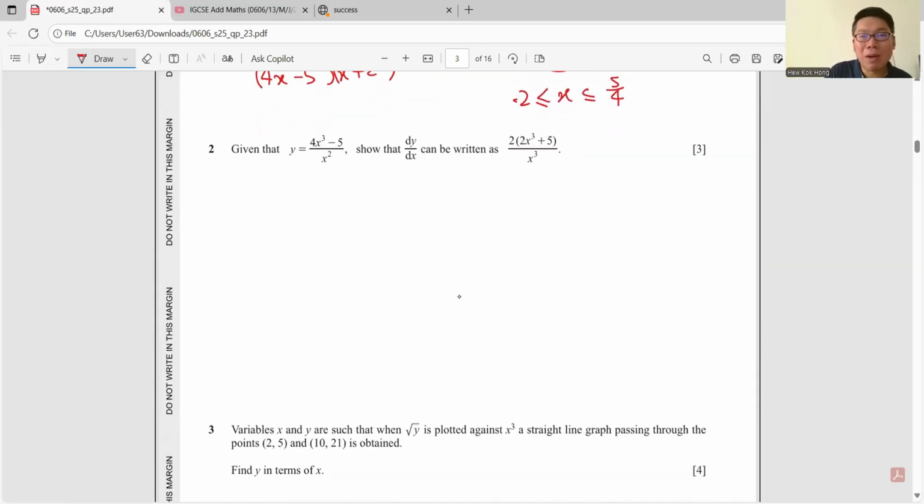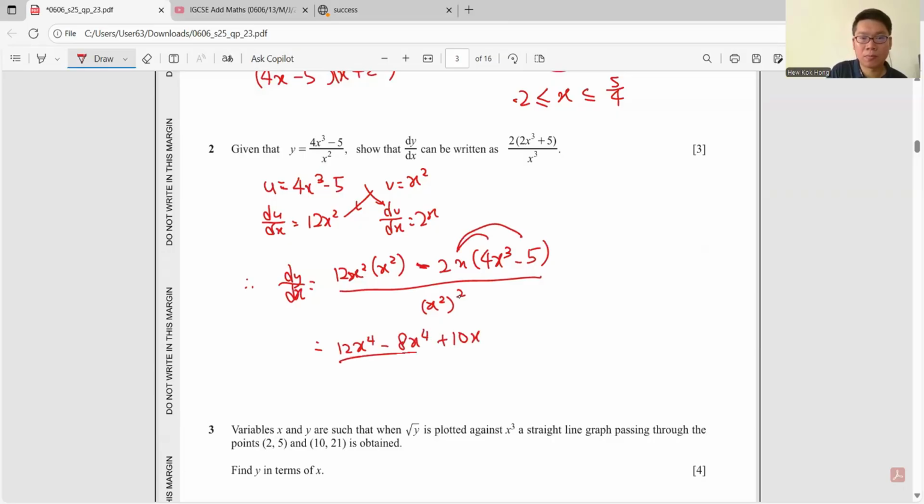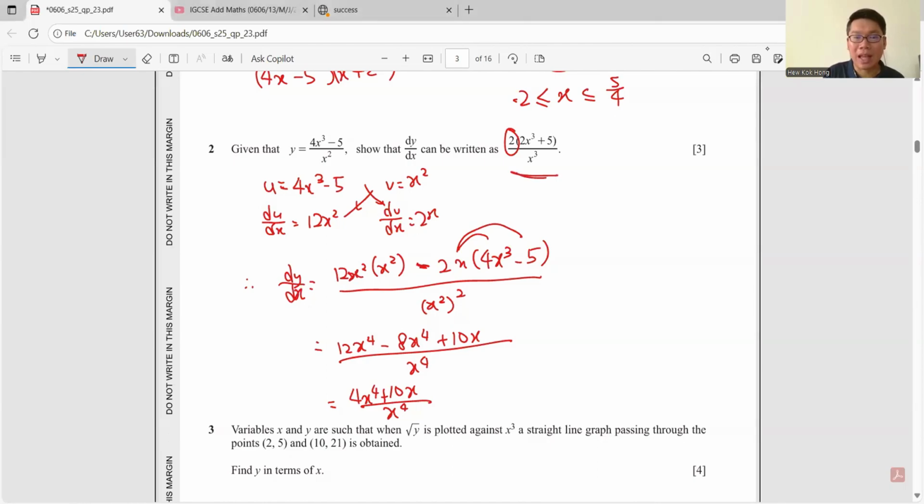Question 2, show dy/dx and write it in this way. So this is differentiation using the quotient rule. dy/dx equals u'v minus uv', divided by v squared. Here they force us to write it in this way. We have x power 4 and here is x power 3. Obviously, we need to simplify the x.